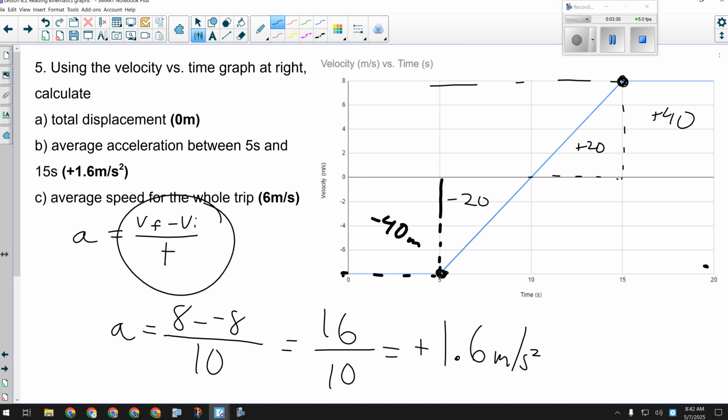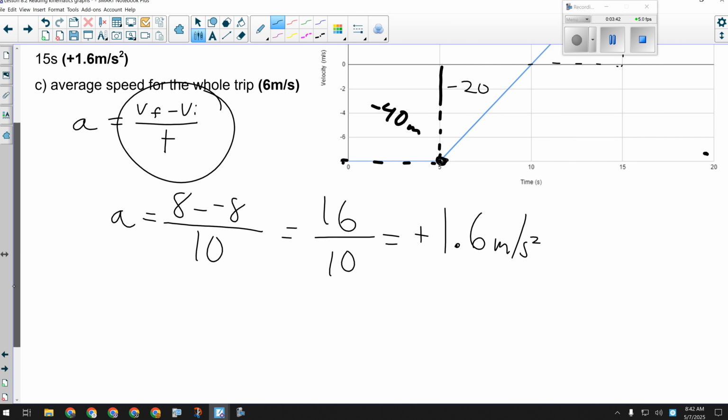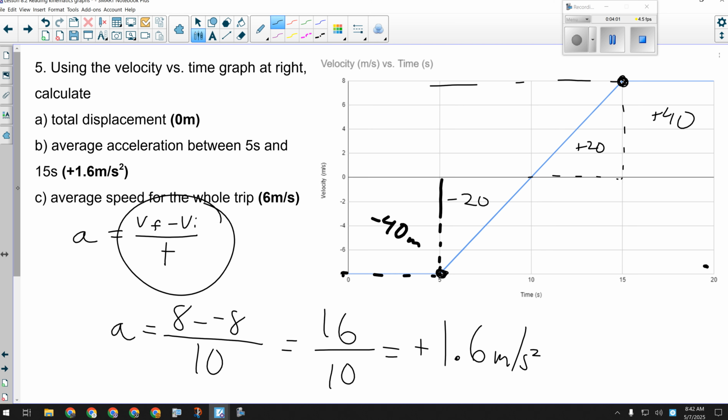All right, average speed over the whole trip is the last thing they want us to calculate. Average speed is the total distance divided by the total time. I know the total time is 20 seconds, so I can put that on here right away. I did go through the bother of actually calculating what all of these would be, knowing I would need them for question C.